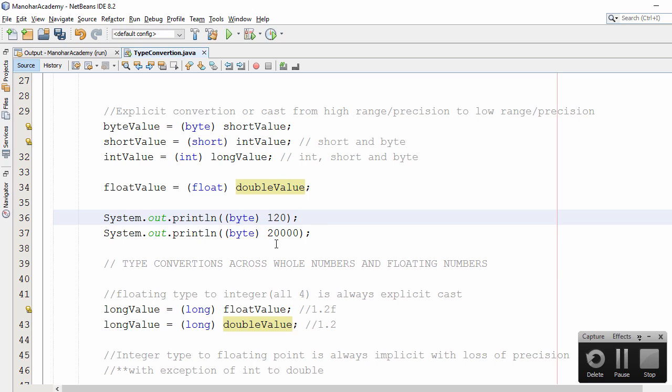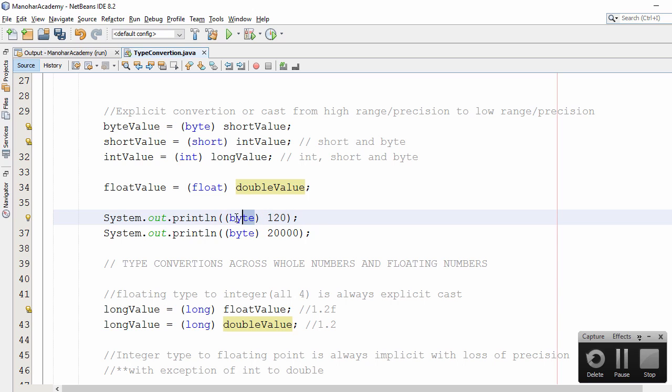Let's see with a simple example. Okay, so these are integer literals, as you know. So 120 is the integer value, so is 20,000. So if we explicitly cast 120 to byte, I can create a variable with value of 120, but it is okay to directly write this as a literal. Just to keep it simple, I am using the literals. So 120 is a valid byte value, right?